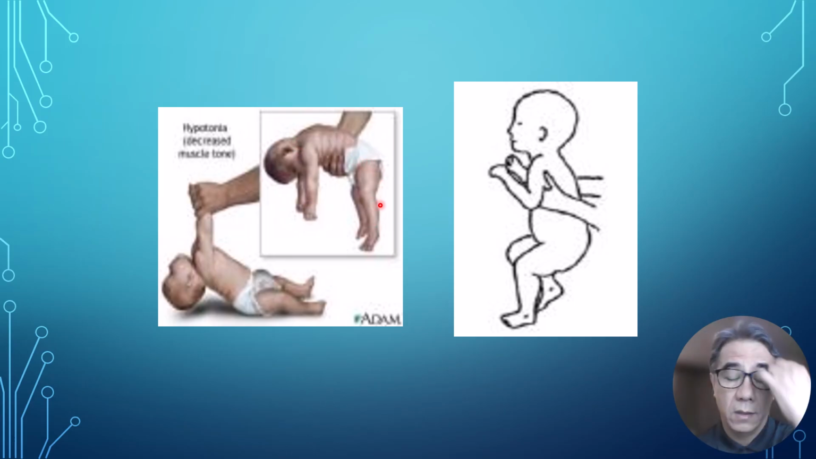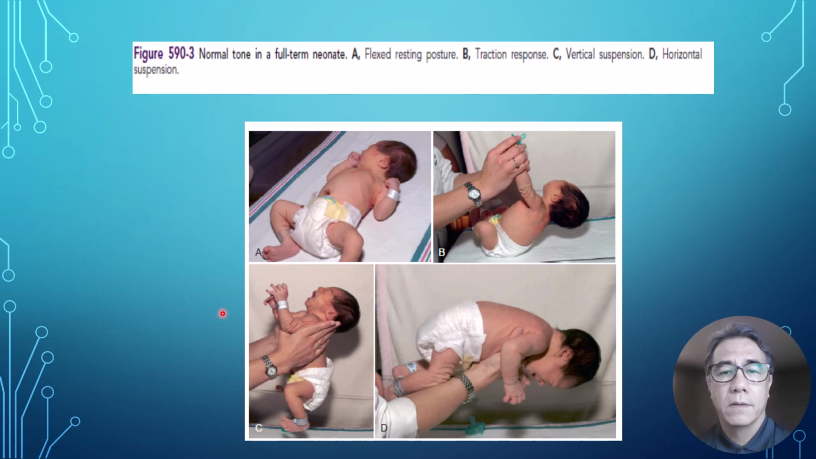when held in this position, and when you try to pull the baby gently to sitting position, the head lags and there's no traction response. The arm is just straight and does not even bother to pull itself up. And this is the ventral suspension. You hold the baby upright by the armpit, and if they have good tone, they will not slide through your hands. So this is the normal full tone of a full-term infant, flexed resting posture, and that's the traction response, the vertical suspension, and a horizontal suspension.